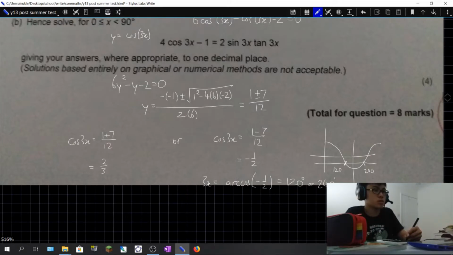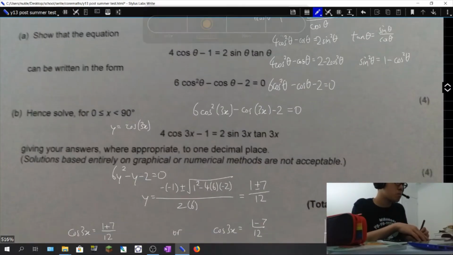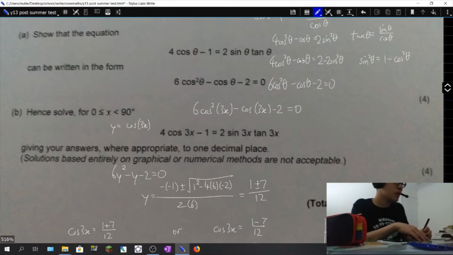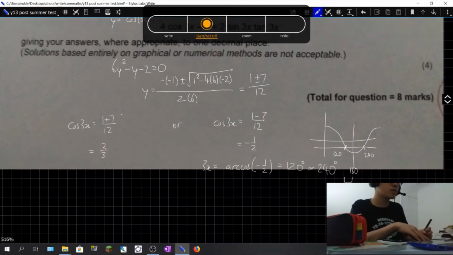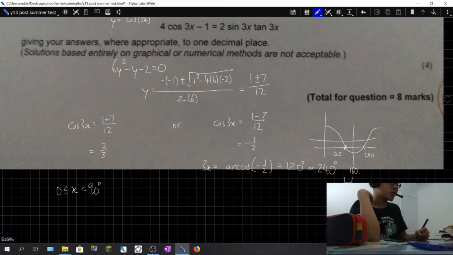Because it wants us to solve in a range. What range is it? 0 is smaller than x, smaller than 90 degrees. But we're starting with 3x right now, so we want to multiply everything by 3. 0 times 3 is 0, 3x, and 90 times 3 is 270. So this is actually in the range because it's 240, so that's fine.